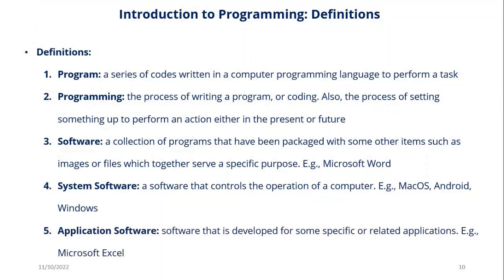Application software, on the other hand, is the software that is developed for some specific or related application, e.g. Microsoft Word, Microsoft Excel, whatever app you are using on your phone. Those are application software.